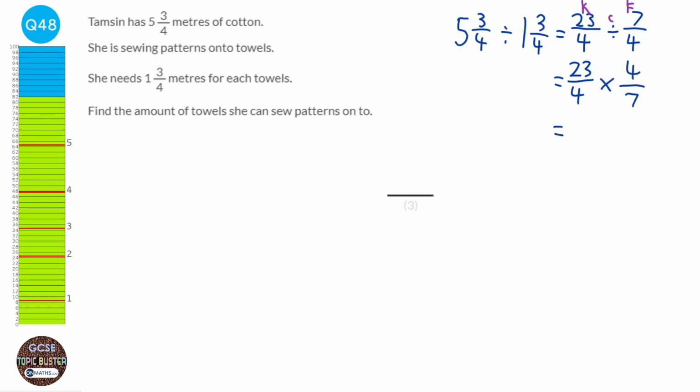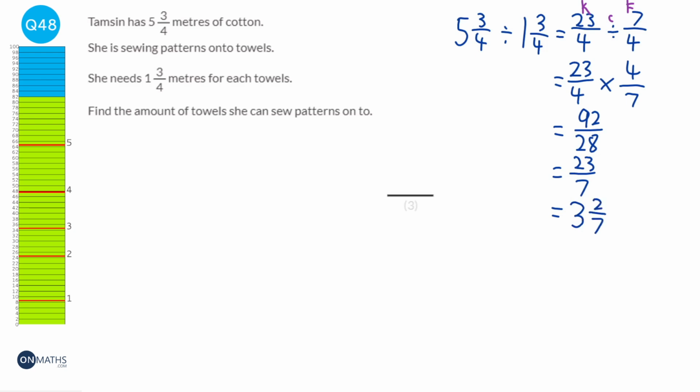Okay, whenever we multiply, we just multiply the tops, so 23 times 4, which is 92, and we times the bottoms, which will be 28. And now we need to convert this back into a mixed number. So first of all, actually we can simplify this because we can divide top and bottom by 4. So that would be 23 over 7. And then make this a mixed number. So 7's into 23 go 3 whole ones, and then obviously 2 remainders, so it's 2 over 7.